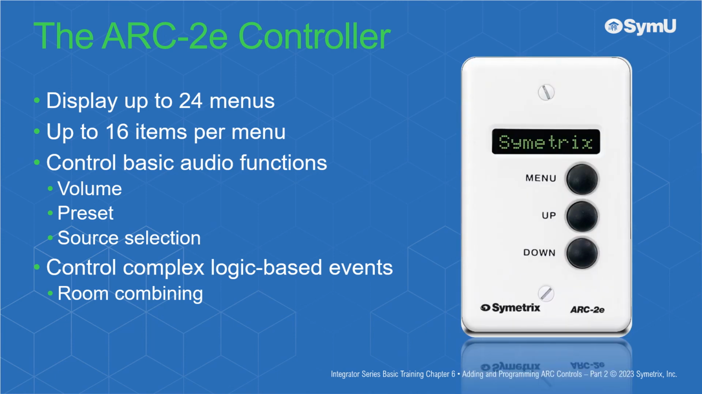So, the ARC-2e. This controller can display up to 24 menus, each with up to 16 items. It is most often used to control basic audio functions such as volume, preset, and source selection, and may also be used to execute complex logic-based events such as room combining.